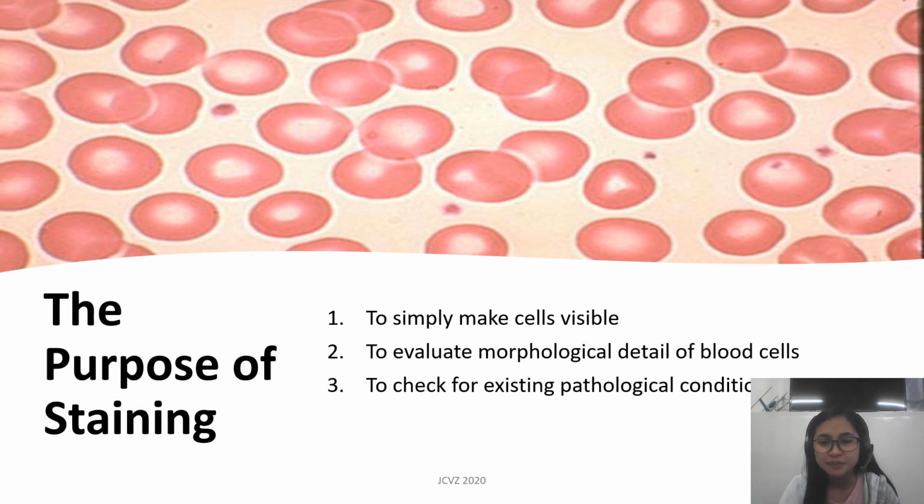And lastly, to check for existing pathological conditions. Our cells also tell the condition of the patient by looking at the form of the cell. If there are some inclusions present in your cell, we can see these inclusions because the cells are already stained. So those are the different purposes of staining.